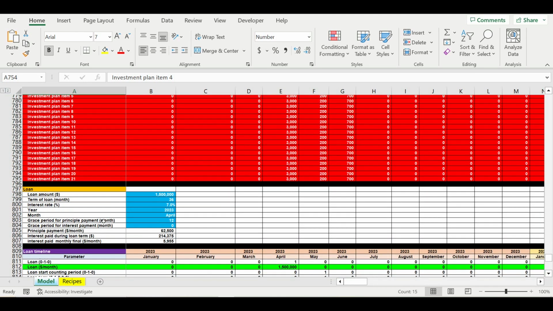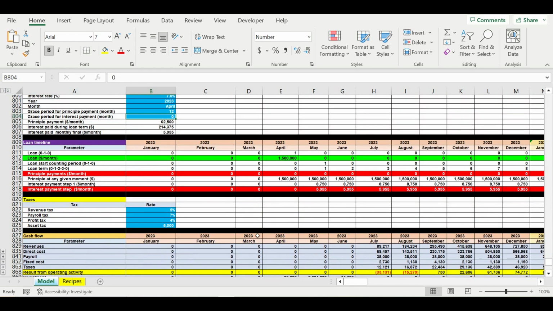Then we are moving to the loan modeling. So then we specify the amount of loan, term of loan, interest rate, when we get this loan, and if we have any grace period for principal payments and interest payments. Then we specify the tax rates.